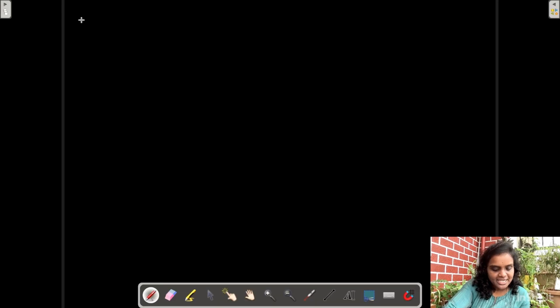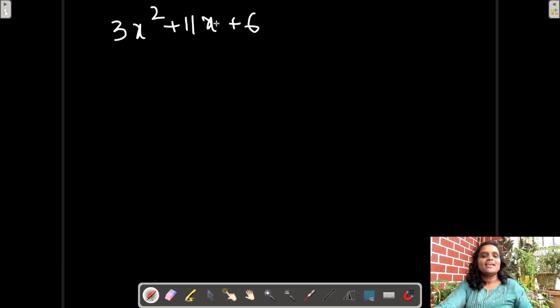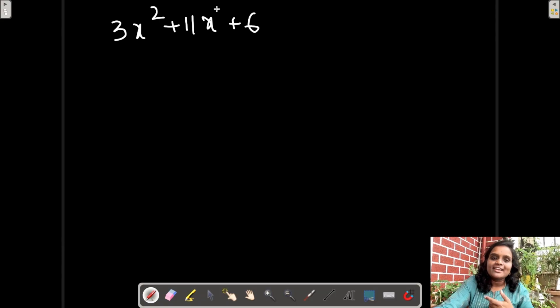Now our last challenge. This proves that you are an expert. Let's see who solves it. 3x square plus 11x plus 6. Let's see who solves it before I reveal the answer. Come on, the countdown starts now. 10, 9, 8, 7, 6, 5, 4, 3, 2 and 1.